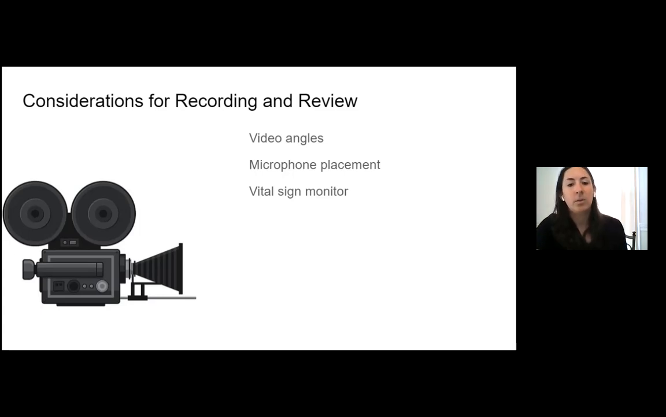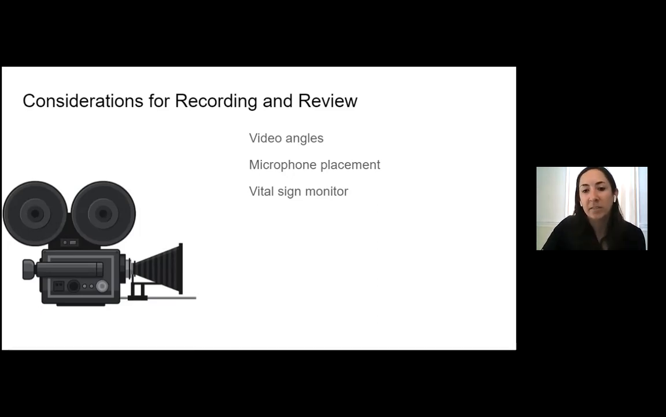And then the other thing you may want to consider is who's going to be reviewing the data afterwards. Is it you? Is it someone who was in the room? Is it someone who's familiar with the case, or is it going to be like a blinded reviewer? And is that blinded reviewer going to require some additional data to understand the full context of what was happening there?